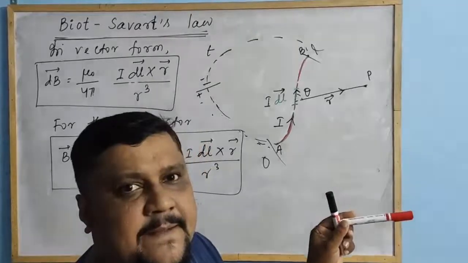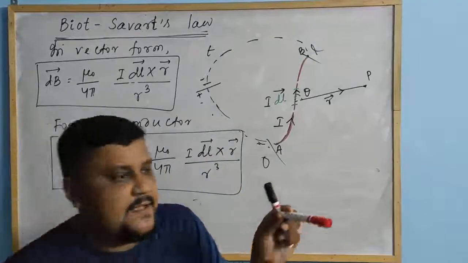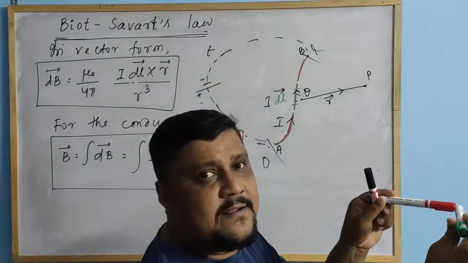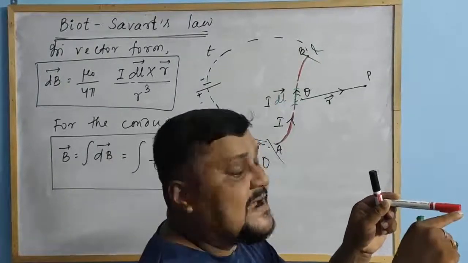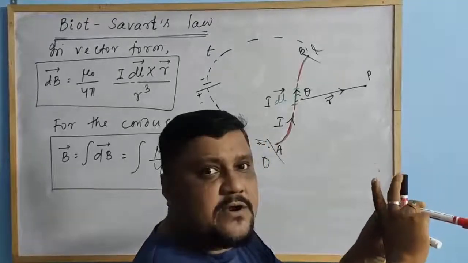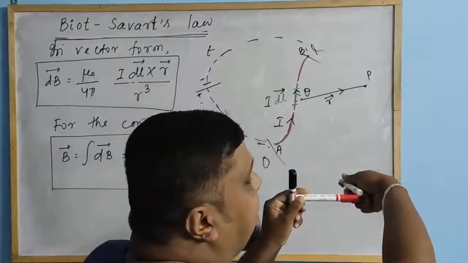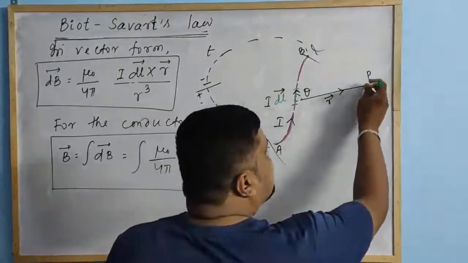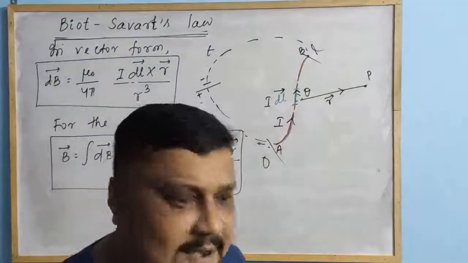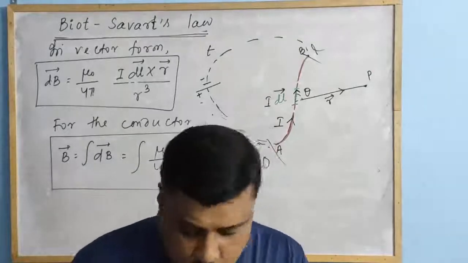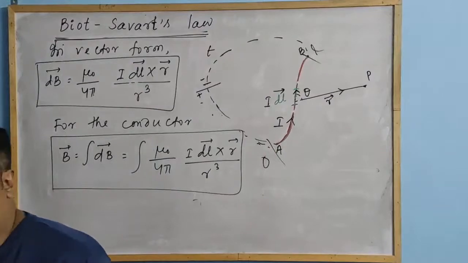Then what is this dB? Perpendicular to the plane. It may be like this, perpendicular to the plane containing these. Because we are calculating the magnetic field at the point P due to this current carrying conductor, it will be like this, or it may be like this, perpendicular to the plane. Means in this case, it is outward or inward. And this outward and inward direction of dB can be determined by the right hand thumb rule.